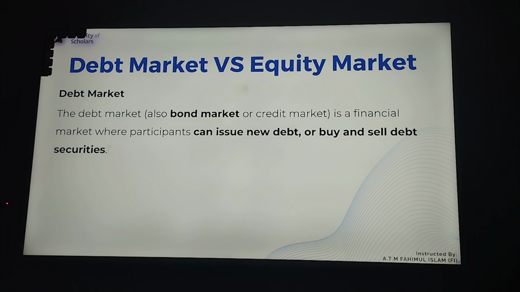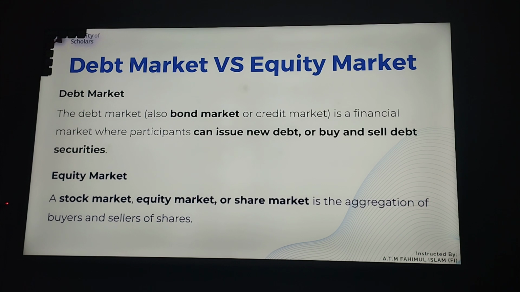What about the equity market? Stock market, equity market, and share market, those three are the same. We call them the equity market. In our country, we call it the share market, which is the aggregation of buyers and sellers of shares. It can be primary or secondary, that doesn't matter, but selling stocks or shares in the market is called the equity market.